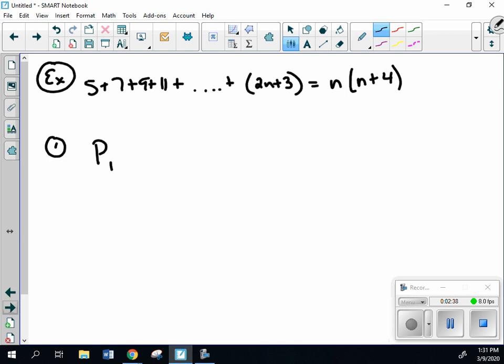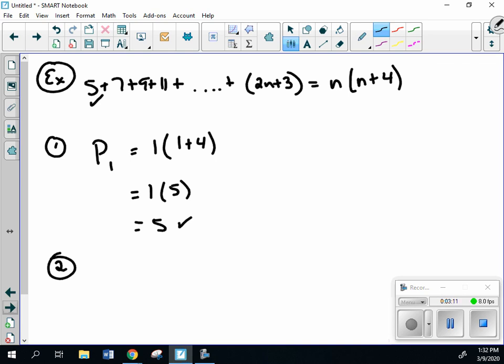Okay, so when you do this, you're plugging it into the right side. So we have 1 going into the n spot, 1 times 1 plus 4. That equals 1 times 5 equals 5. Check. Because that 5 from the very beginning of our sequence is there as well. That's our first term. So we are good to go on our anchor, is what they like to call it. P1 is true.